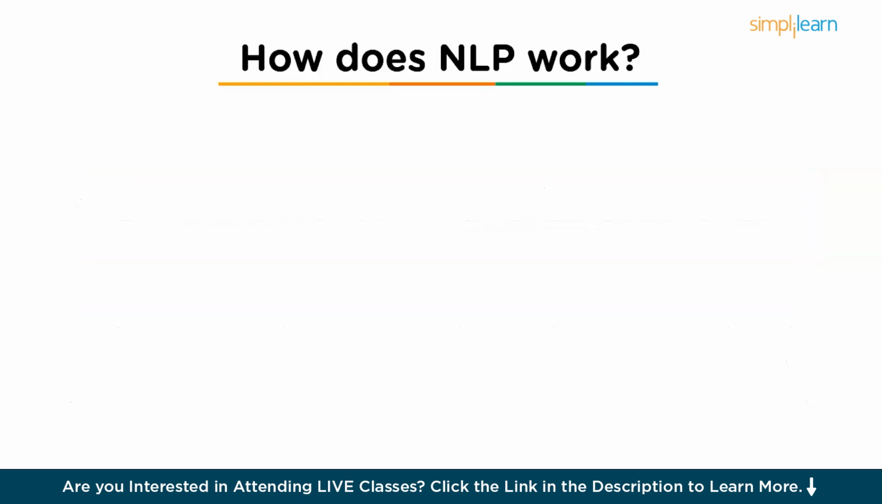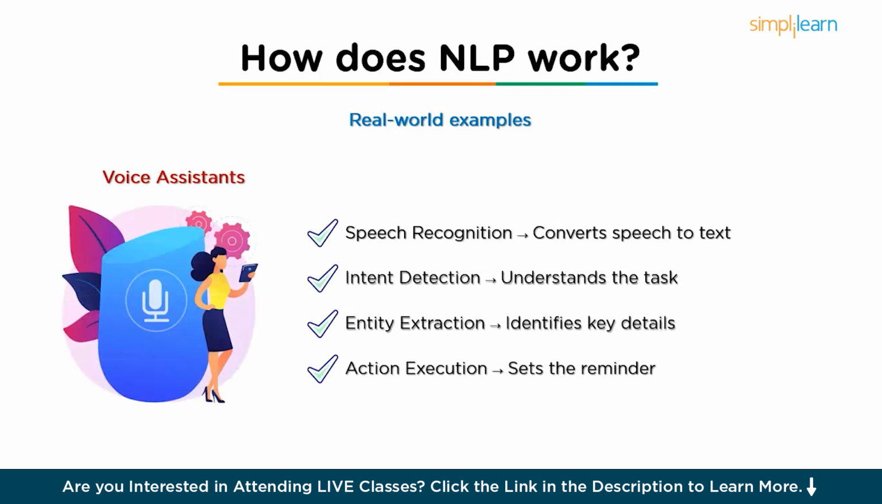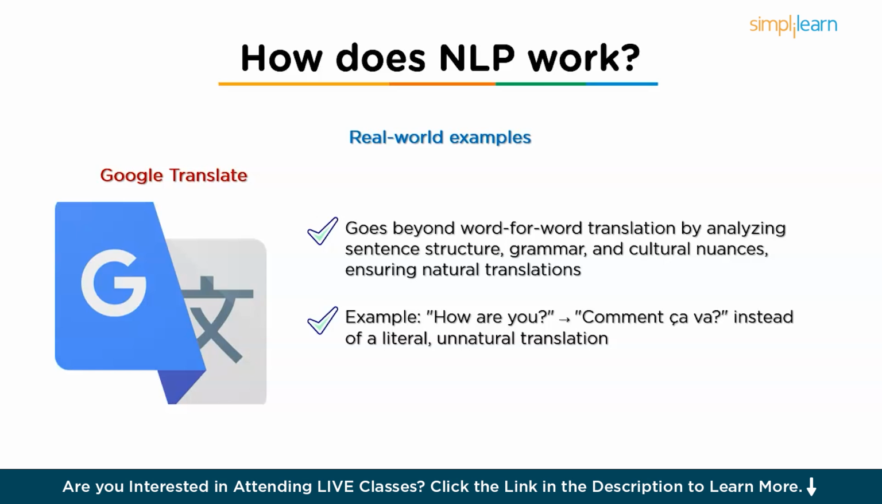To see NLP in action, consider how voice assistants work. When you say, "Hey Siri, remind me to buy groceries at 6 p.m.," several NLP steps happen almost instantly. First, speech recognition converts your spoken words into text. Then intent detection determines that you want to set a reminder. NLP then extracts key details like the task, buy groceries, and the time, 6 p.m., before finally executing the action. Another example is Google Translate, which goes beyond simple word-for-word translation. It analyzes sentence structure, grammar, and cultural nuances to ensure a natural-sounding translation.